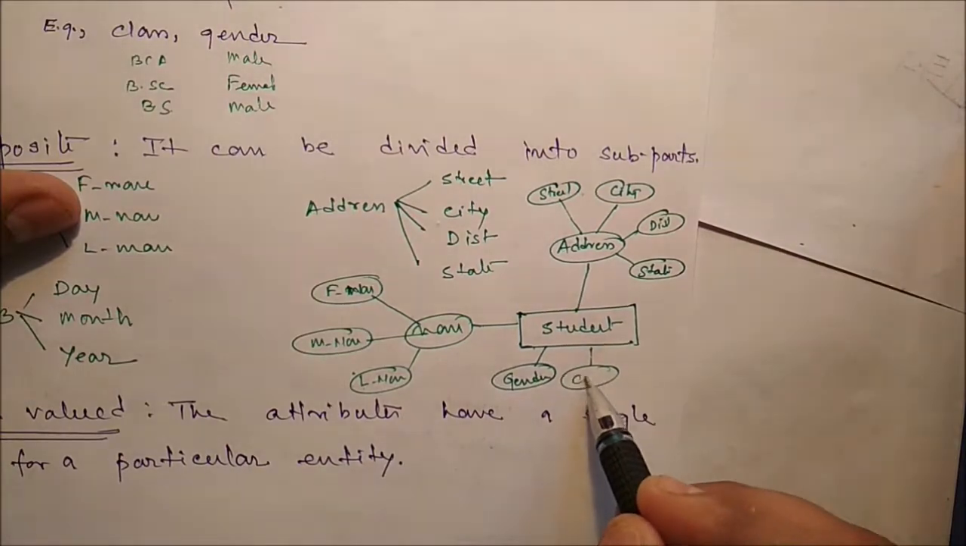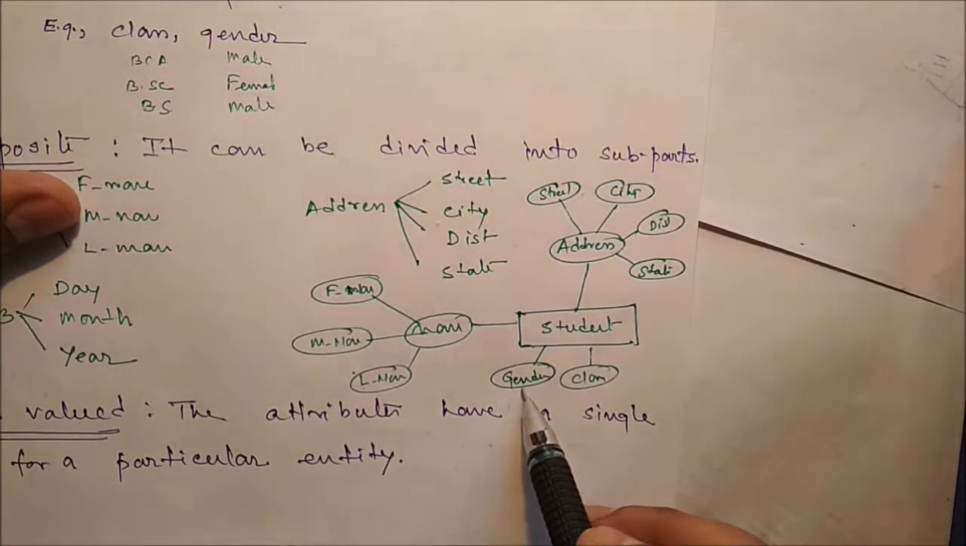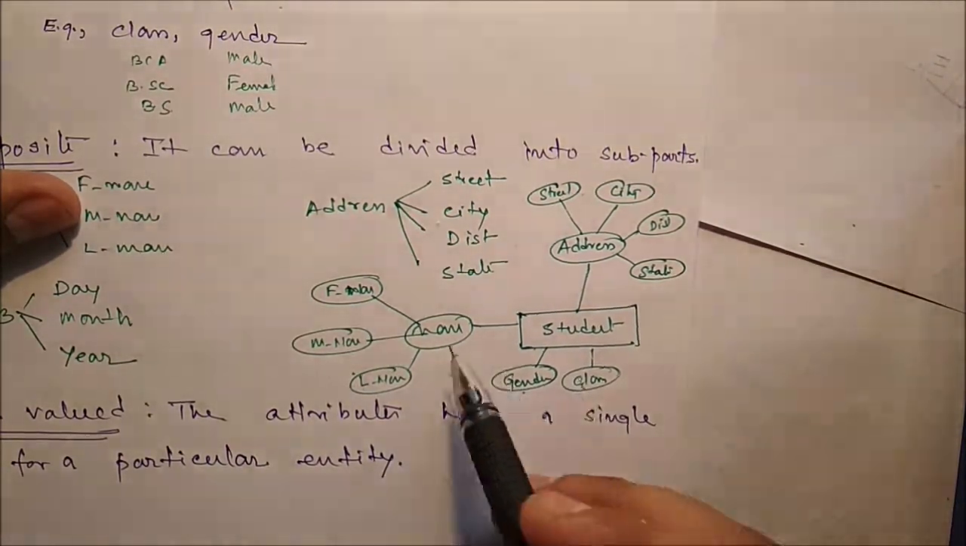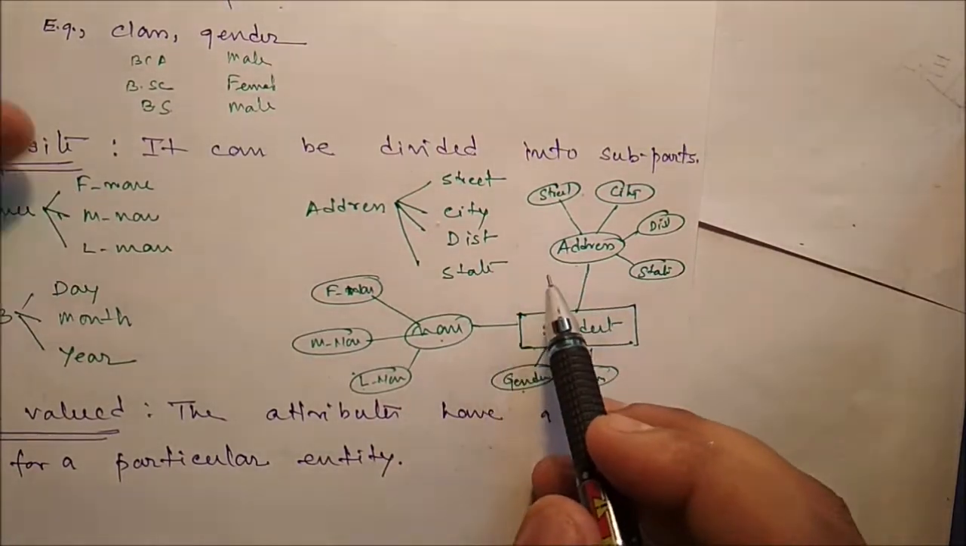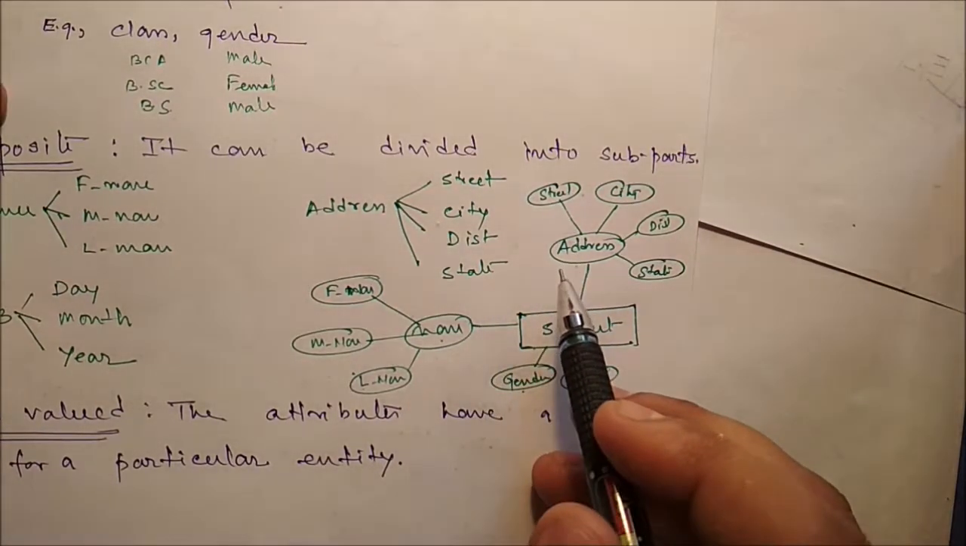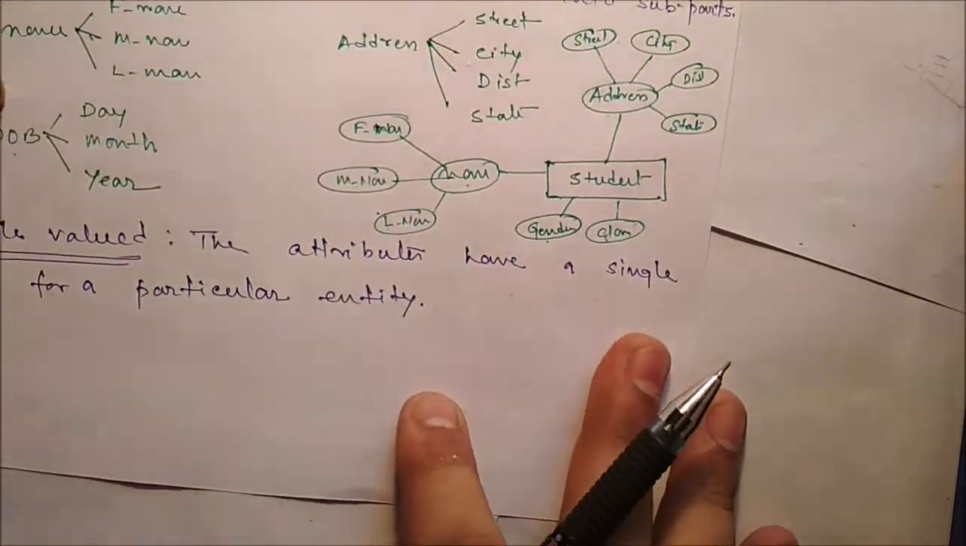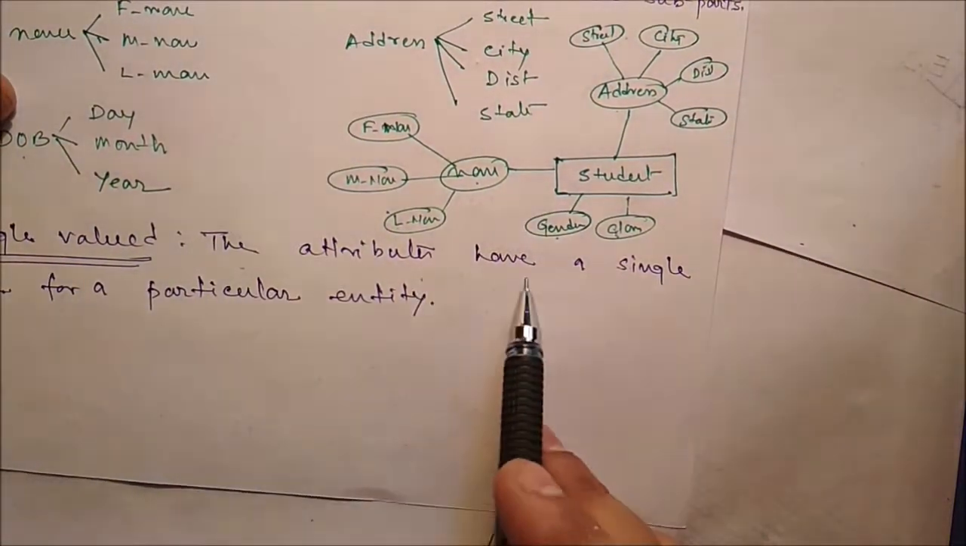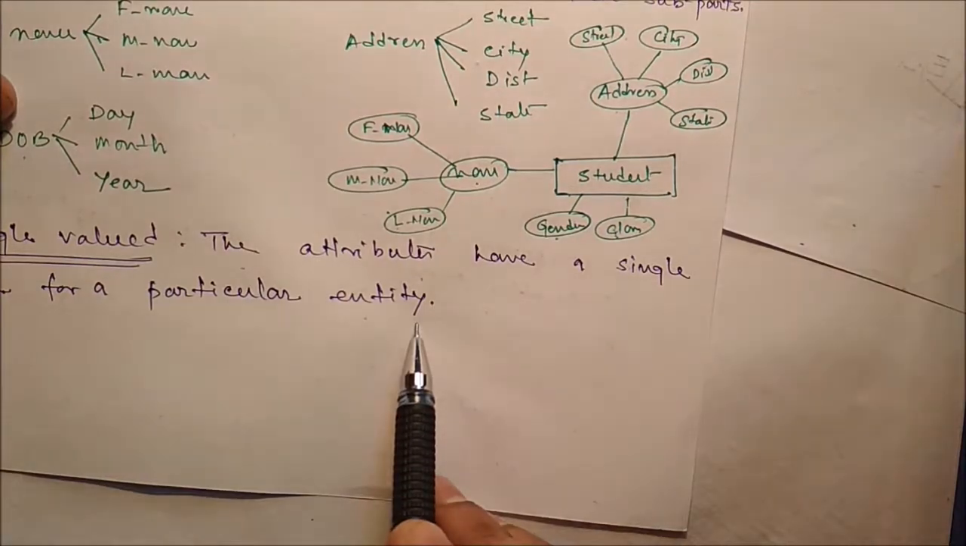If it is class, we cannot break the class. So gender and class are examples of simple attributes. Name and address are both examples of composite attributes. Next is single value attribute. Here the attributes have a single value for a particular entity.